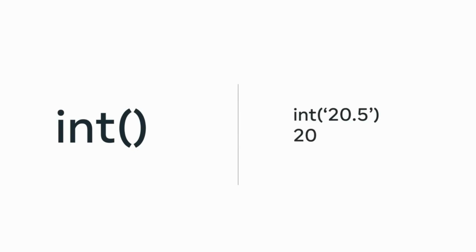Next is the int typecasting function. To use this, type int followed by the value that you want to convert between parentheses. The float function is another common type of casting function. Once again, you type the word float and add the value that you want to convert in between parentheses. Python has many more typecasting functions, and they also have a similar structure.